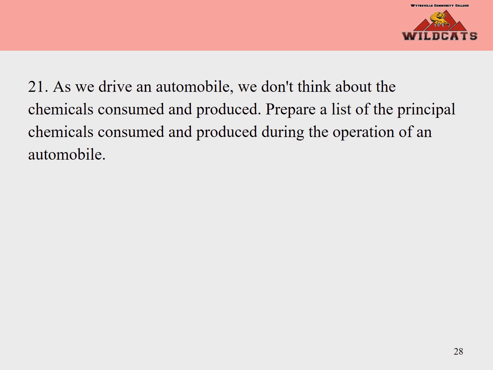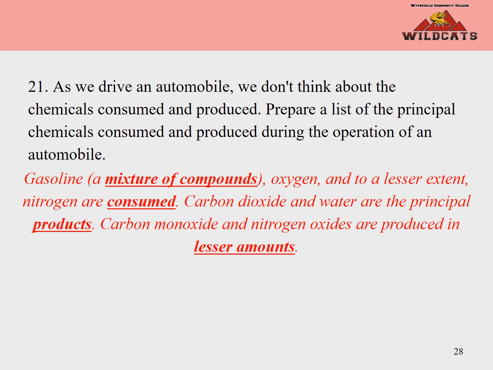Okay. As we drive, number 21, as we drive an automobile, we don't think about the chemicals consumed and produced. Prepare a list of the principal chemicals consumed and produced during the operation of an automobile. Well, what I've come up with is gasoline. It's a mixture of compounds. A lot of people think it's octane or one molecule, but it's actually a mixture of compounds. We add oxygen to it. Sometimes nitrogen from the air is consumed. That's when we get the nitrous oxide, and that's what the catalytic converter is trying to get rid of.